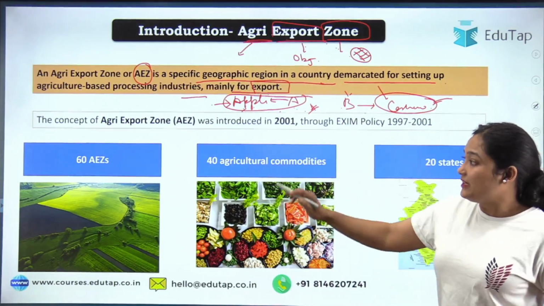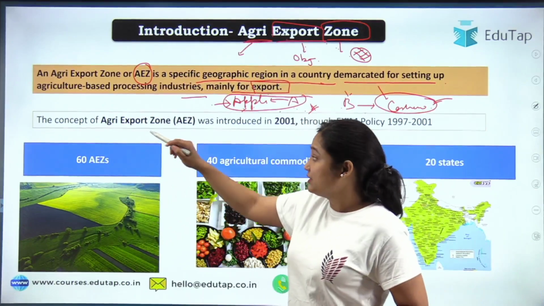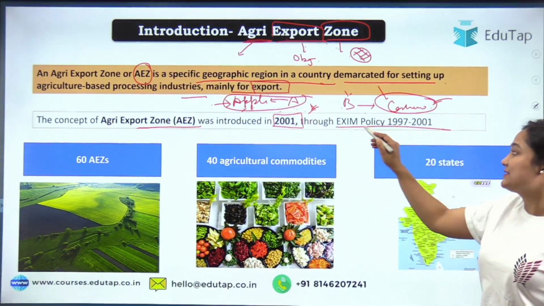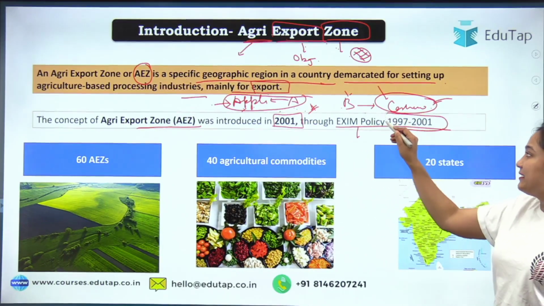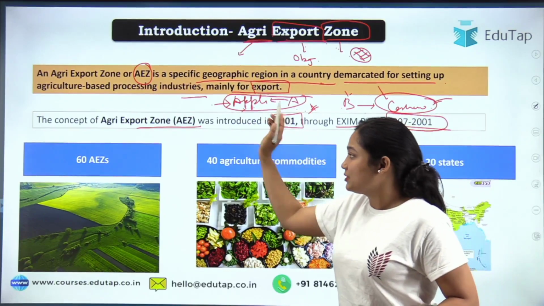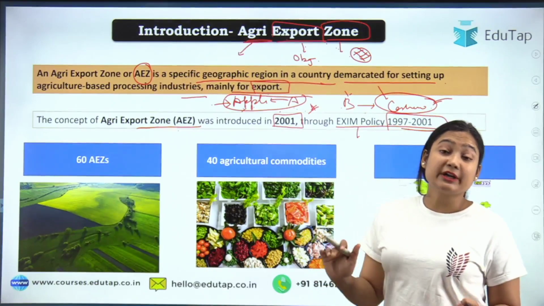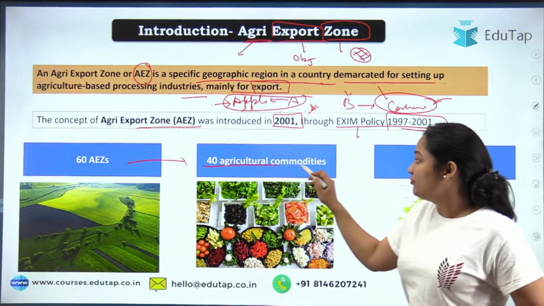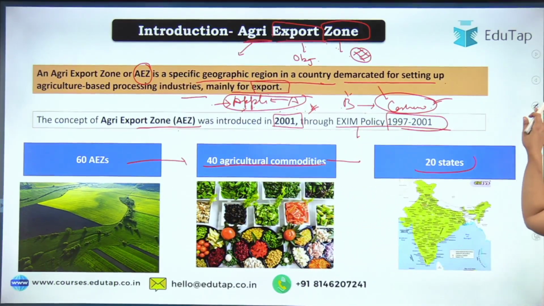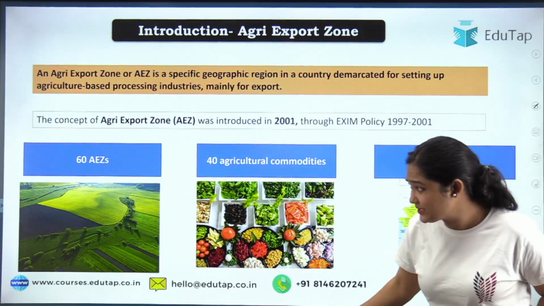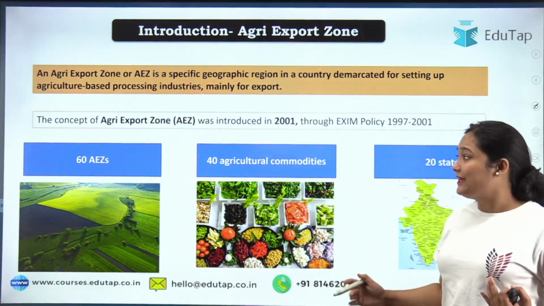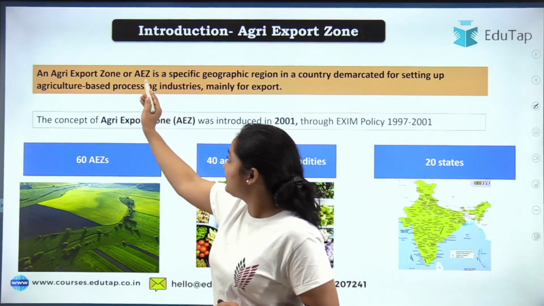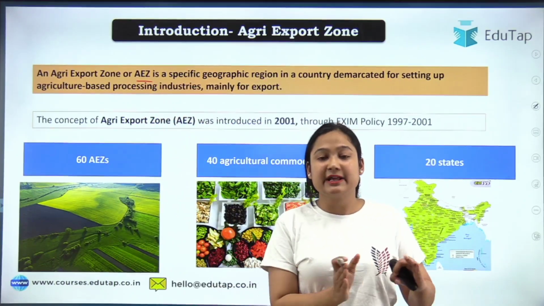Okay, based on that, when was the agriculture export zone introduced in India? This particular policy was introduced in 2001 through the EXIM policy. EXIM policy is Export Import Policy 1997-2001. इसी के अंदर in 2001 we bring agriculture export zone. Now talking about how many agriculture export zones are there. There are 16 agriculture export zones for 40 agricultural commodities in 20 states of India. So this is the information you should remember. Quite easy, quite direct. There is not much to understand. The only thing you should know कि AEZ, what is our basic aim with AEZ or agriculture export zone.